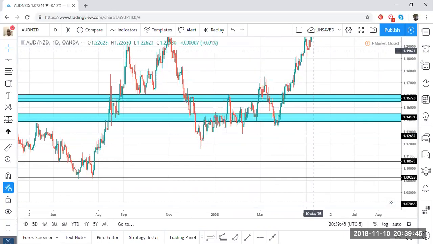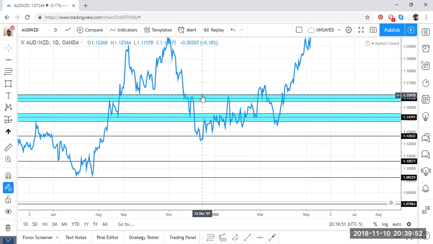I don't do that because when I go to the line chart, this might appear to be a minor zone. This might appear to be a minor zone here, but I'm trading off the 4 hour. I'm trading off the day. So when I go to the 4 hour, I actually have some minor zones in here, because I trade zone to zone.